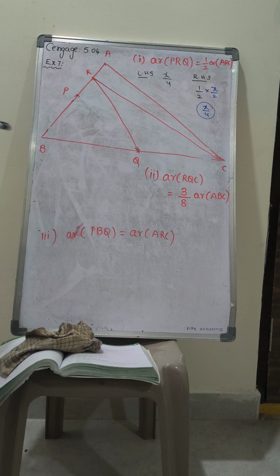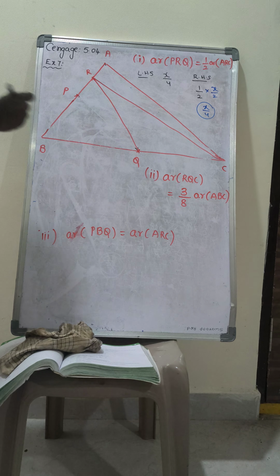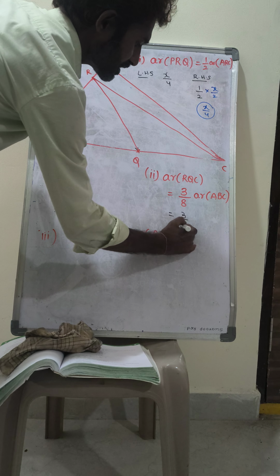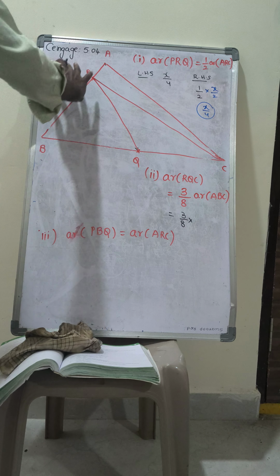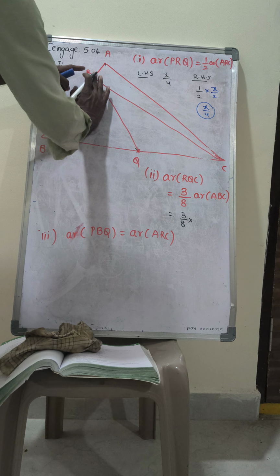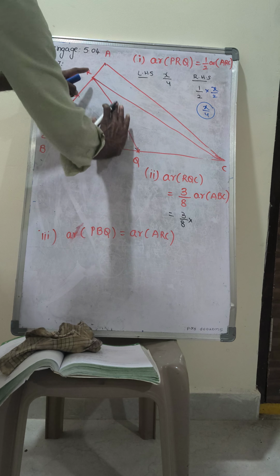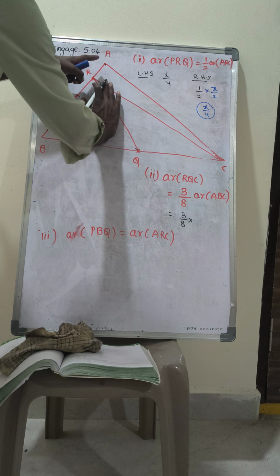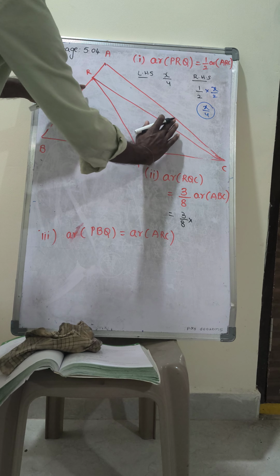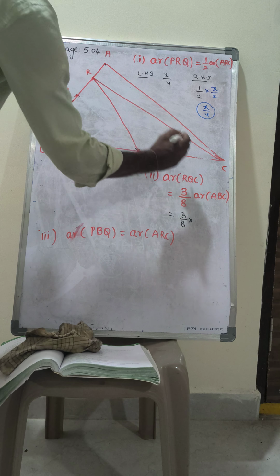And next, ABC. So 3 by 8, let us first simplify the right hand side part. 3 by 8 into, for example, ABC. Let us assume this is the median. Okay, AQ is the median. Then AQB area is X. Then this area is also X. So therefore ABC area will be 2x.